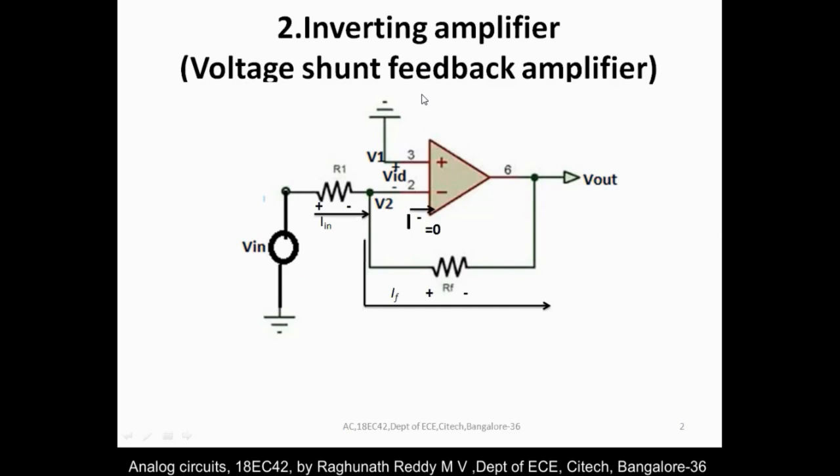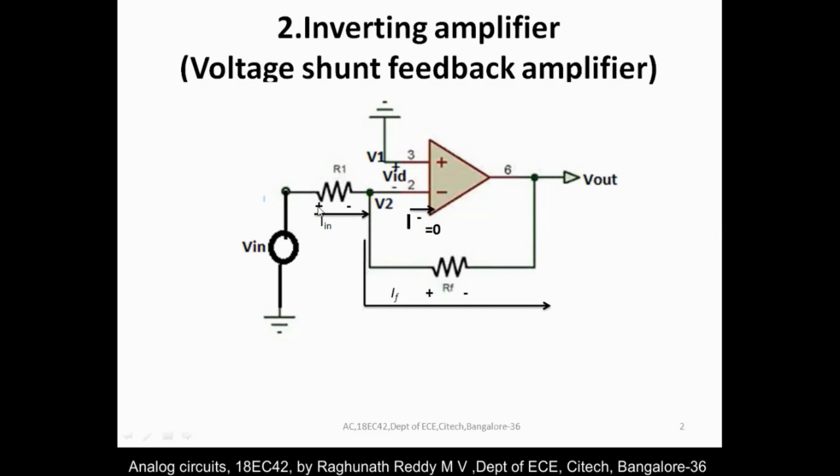Voltage shunt feedback amplifier means output voltage is taken or sampled and connected to the input terminal through the connection called shunt, hence it is called a voltage shunt feedback amplifier. Vin produces an Iin, it will be flowing through this node and no current will be flowing inside the inverting input terminal, so that entire Iin will be taking path through the RF.